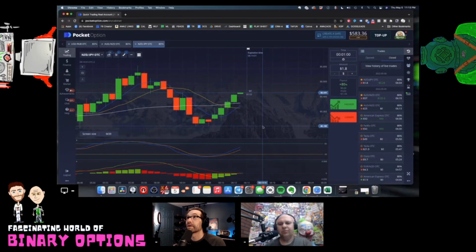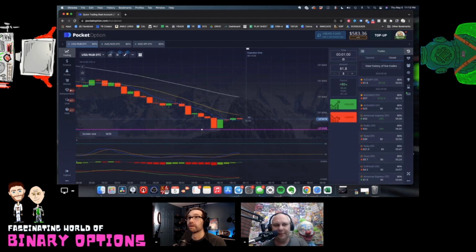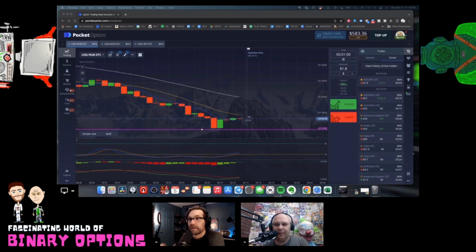It barely crossed. I wouldn't have taken that. Okay, the MACD is real dang close to crossing on USD RUB, so you might want to put your imagination to rest right now. Okay, USD RUB. Live in the now, because this is what's really happening.